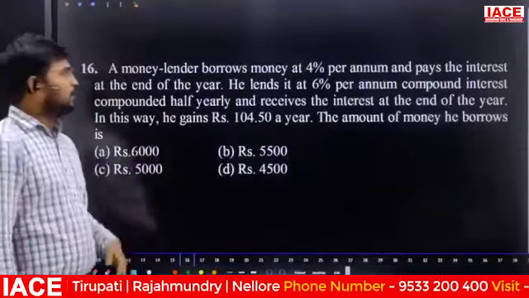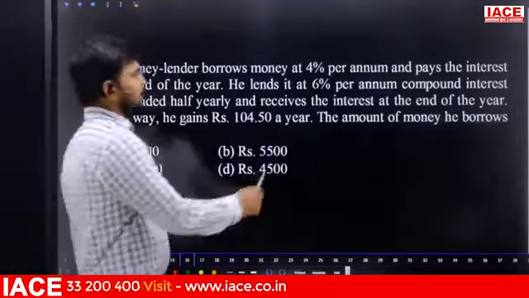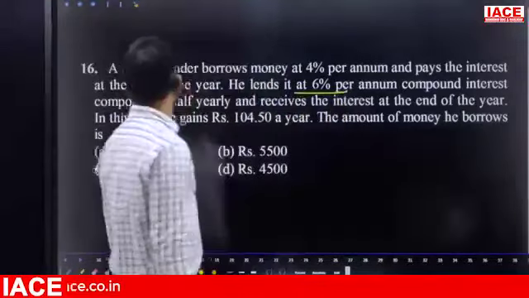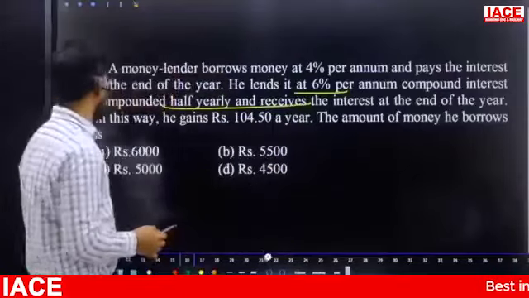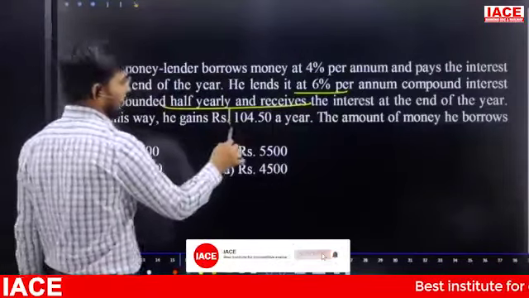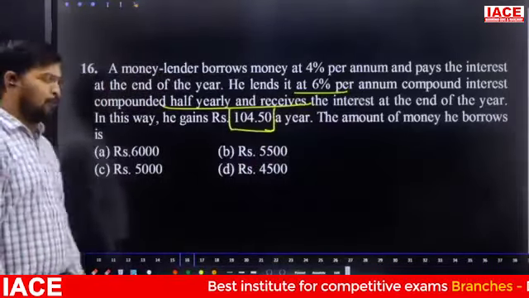A money lender borrows money at 4% per annum and pays the interest at the end of the year. He lends it at 6% per annum compound interest, compounded half yearly, and receives the interest at the end of the year. In this way, he gains 104.50. So the amount of money he borrows is how much?